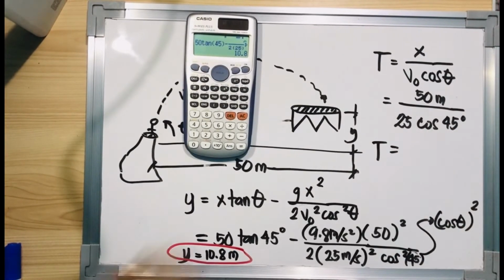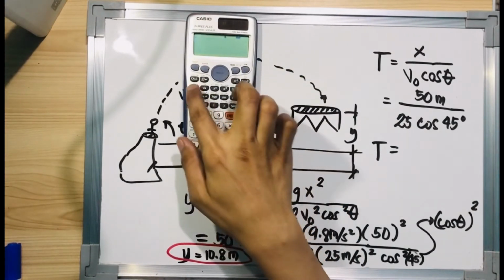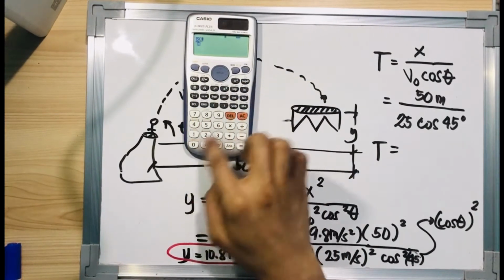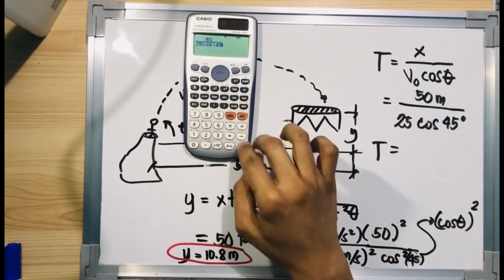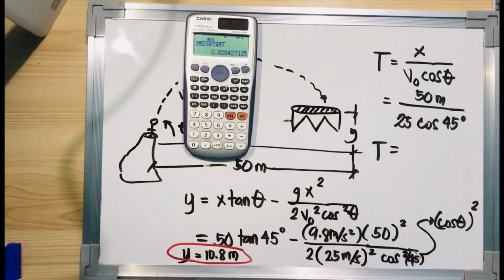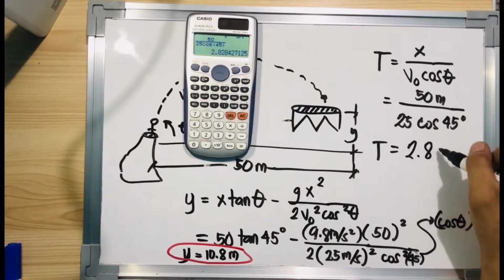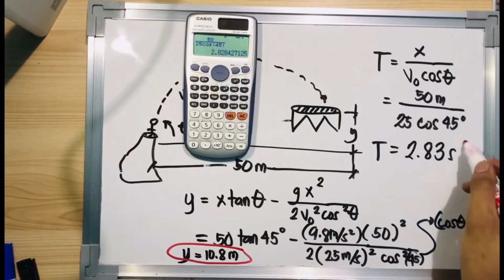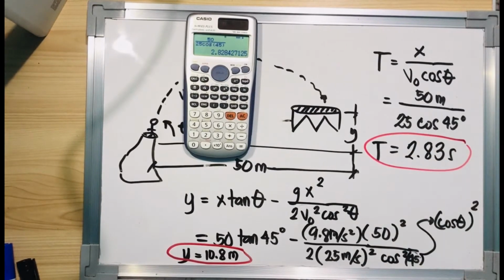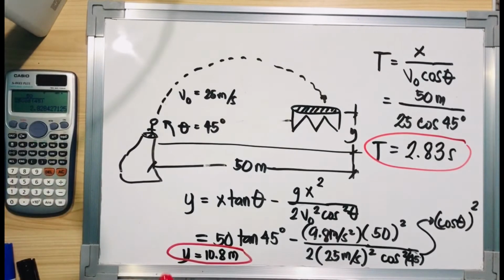Diba? Napakadali lang. Let's solve for the time. T is equal to 50 meters divided by 25 cosine of 45 degrees. And the answer is 2.83 seconds. Okay? At nasolve na natin yung dalawang required for this specific problem. Again, this is a projectile motion wherein the point of impact is above the point of release.